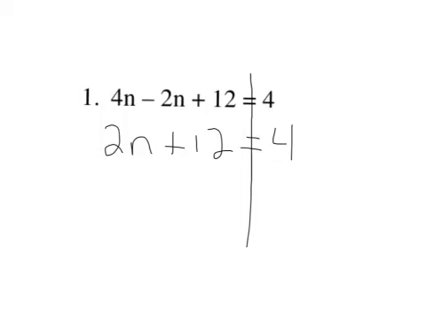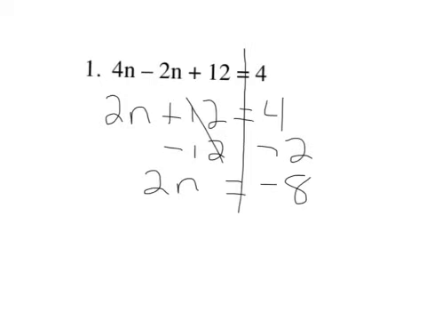Now we identify our operations. So right here I have plus 12, and over here I have 2 times n. So we're going to want to do the opposite. I'll take the plus 12, and to do the opposite I subtract 12 from both sides. It cancels. I'm left with 2n equals negative 8. Then I'll divide by 2 on both sides, and I'm left with n equals negative 4.